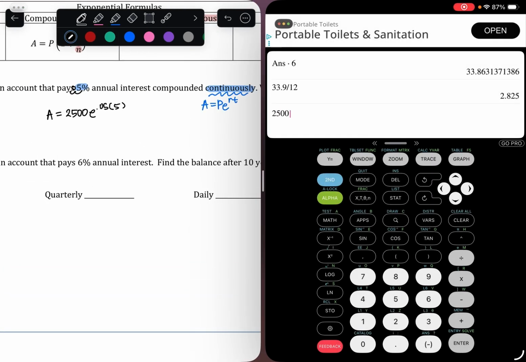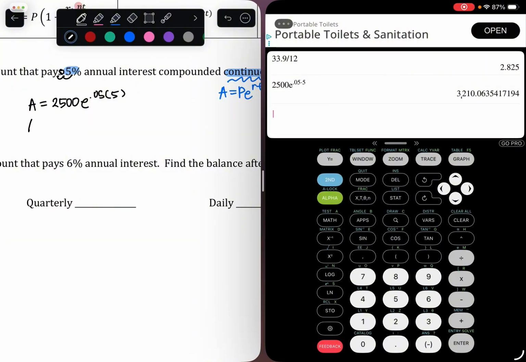$2,500. And then to get to e, you're going to press second ln, and it's automatically going to put e with the exponent. There's also an e with your division key, but it doesn't include the exponent. We want the exponent, so that's the one I am using. 0.05 times 5. Okay, and so our final or future value is $3,210.06.